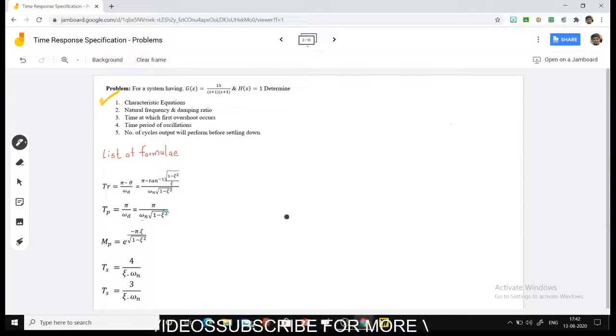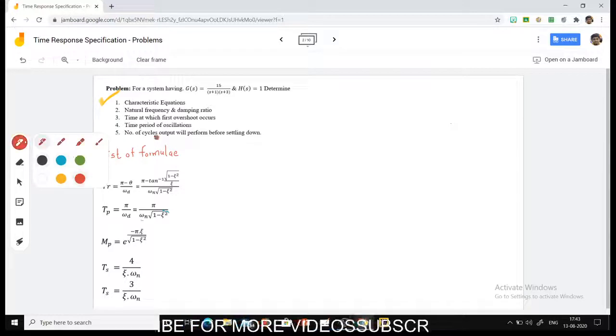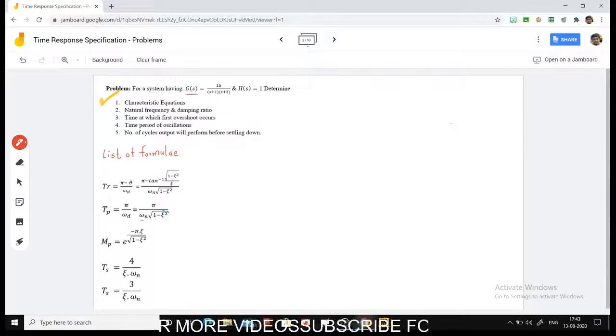So the problem is for a system having G(s) equal to 15 upon (s plus 1) into (s plus 3) and H(s) equal to 1. We have to determine the characteristic equation, omega n and zeta, time at which first overshoot occurs, time period of oscillations, and number of cycles the output will perform before settling down. So here the given data is G(s) and H(s).